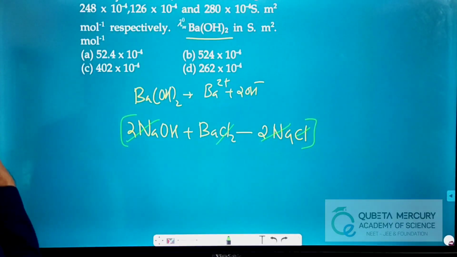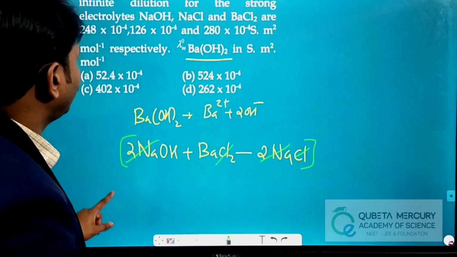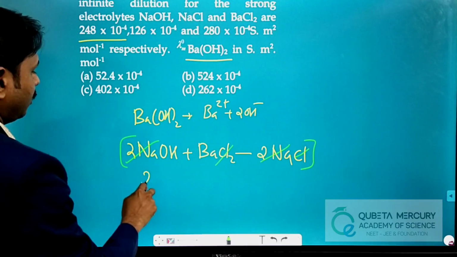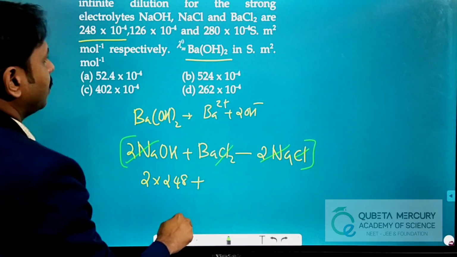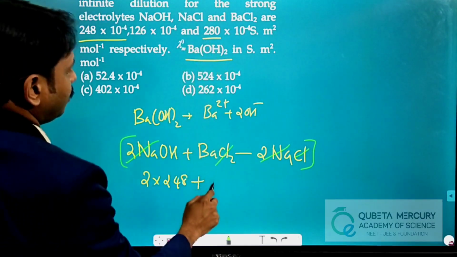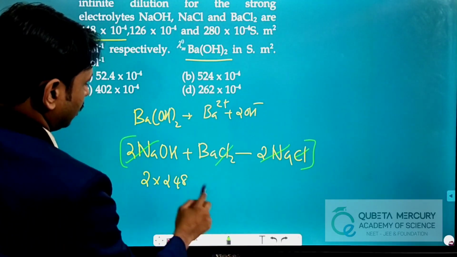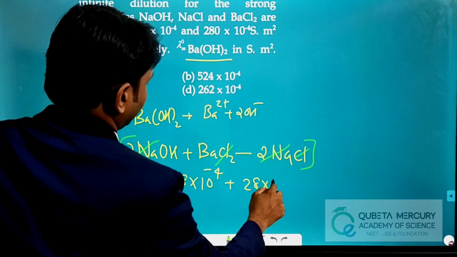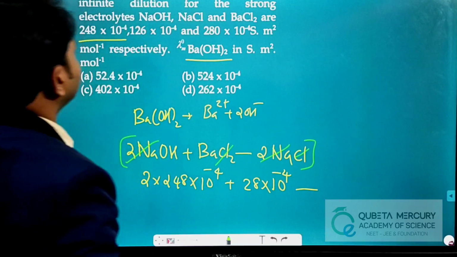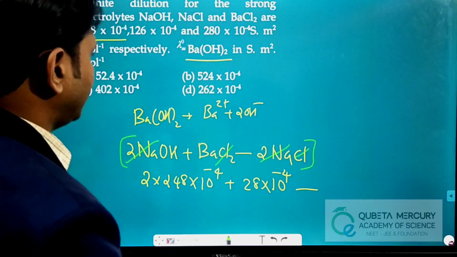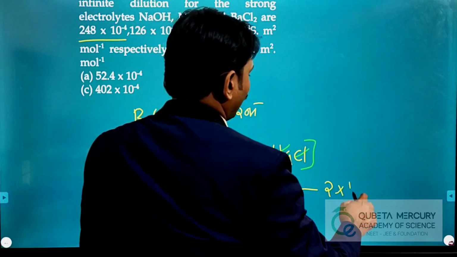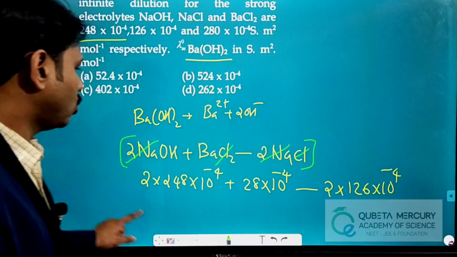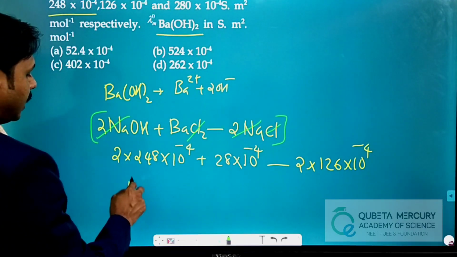Moving on. So what I did here: 2 into NaOH. What is the value of NaOH? That is 248. 2 into 248 plus barium chloride value is 280 into, oh here one more is there, into 10 raised to minus 4, plus 280 into 10 raised to minus 4, minus 126 NaCl, 126. 2 into 126 into 10 raised to minus 4. So 10 raised to minus 4 is common everywhere, so I can put that outside.